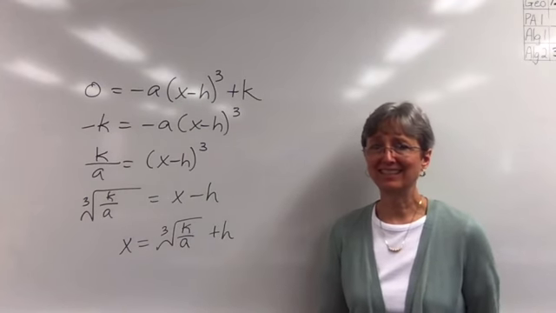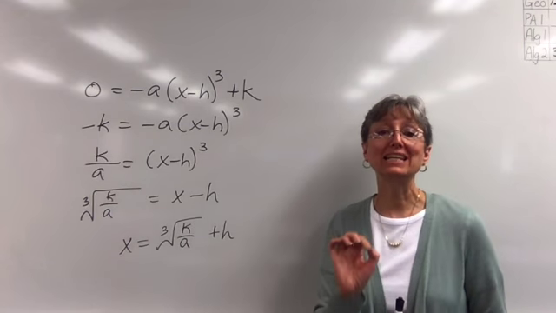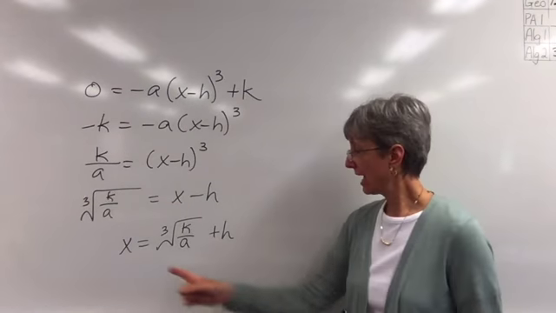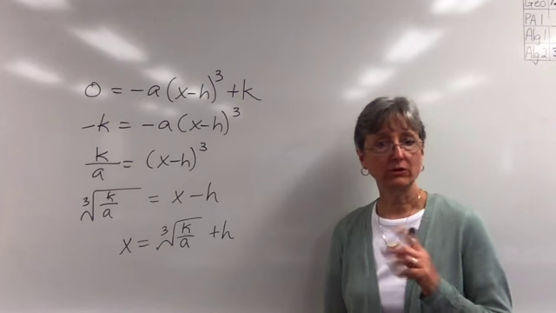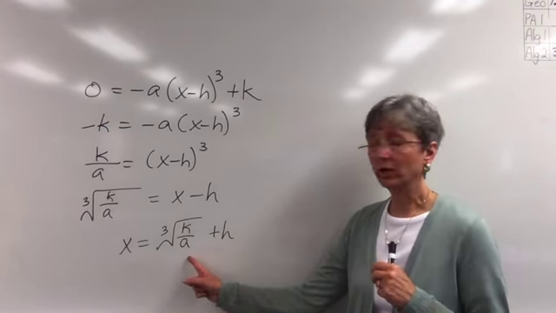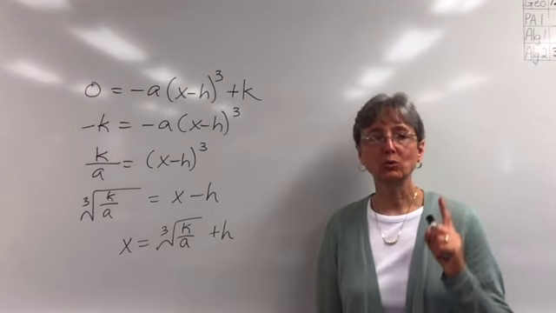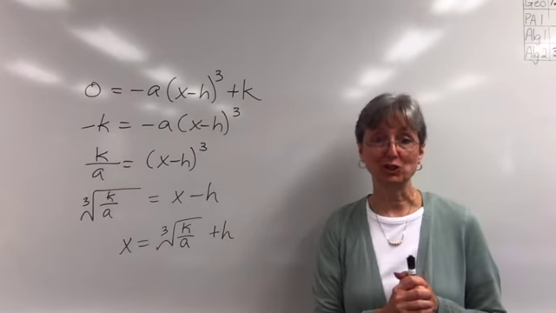This doesn't mean anything. But actually it does, because my question was how many real zeros would this have? And this could only represent one number. There's no plus or minus or anything like that. There's only going to be one cube root of this plus this. So there's only one real zero in this type of equation.